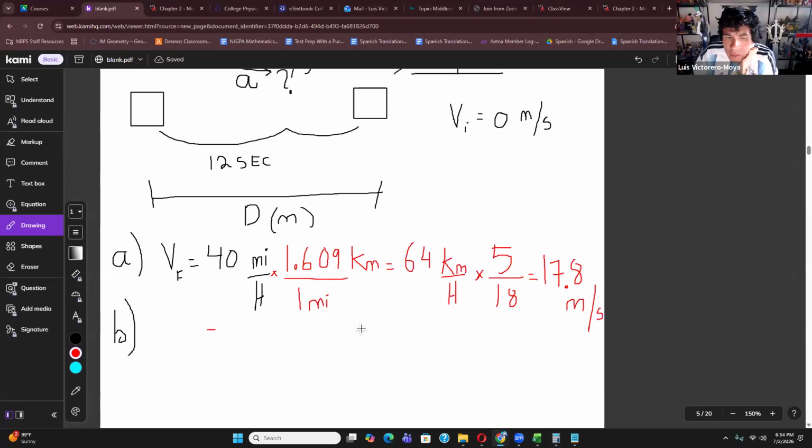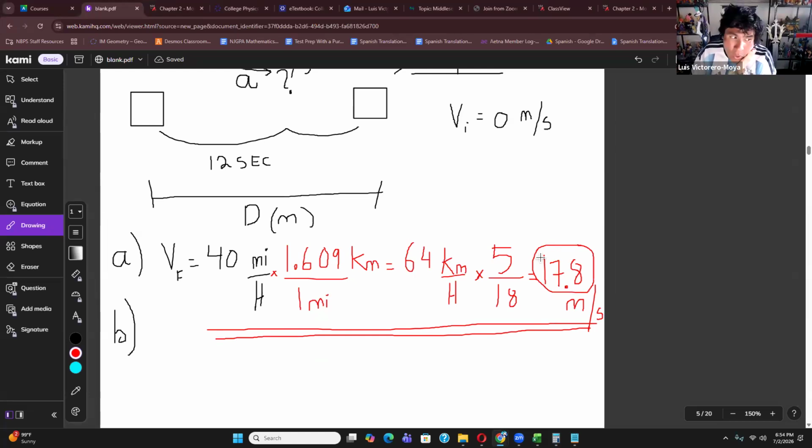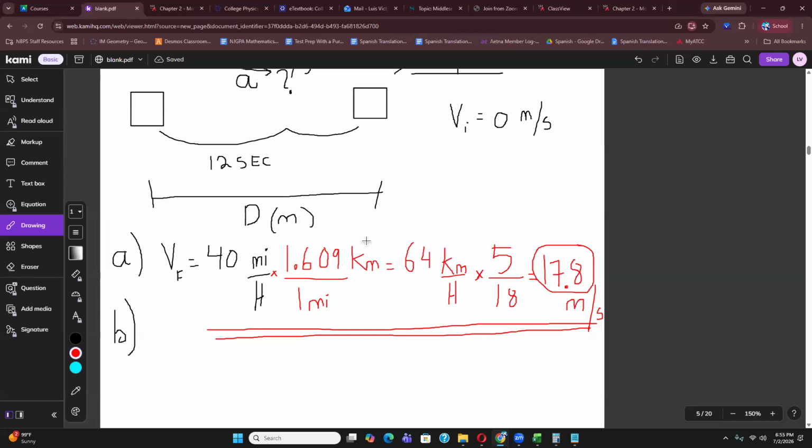So I want to make sure that this is clear. Who has a question about this? Because this is a crucial step on this problem. If you don't get this, everything is wrong. So who doesn't understand? Who has a question about this? Where do you get 5/18 again from?